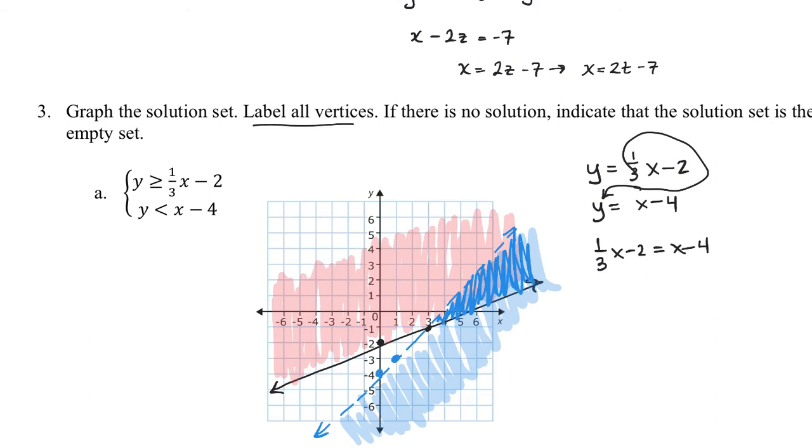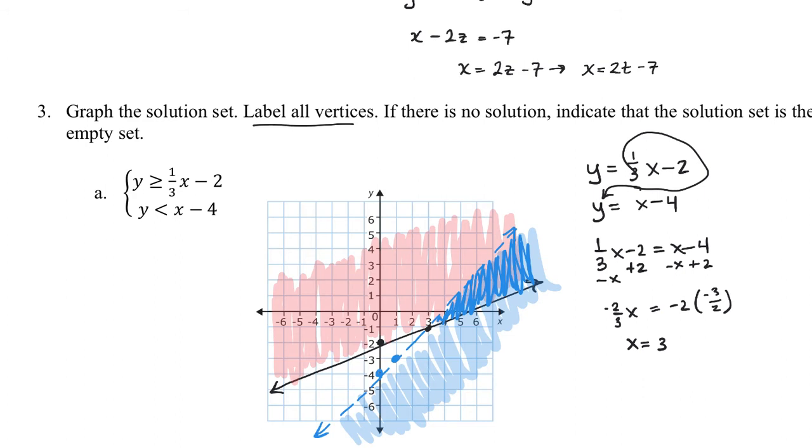So get all the x's on the same side. So I'm going to add 2 and subtract an x. So we have 1/3 x minus 1x is -2/3 x equals -2. Now solve for x. So that means I can multiply both sides by -3/2. So x equals, if I multiply this by -3/2, that's going to be 6/2, which is 3. So x equals 3.